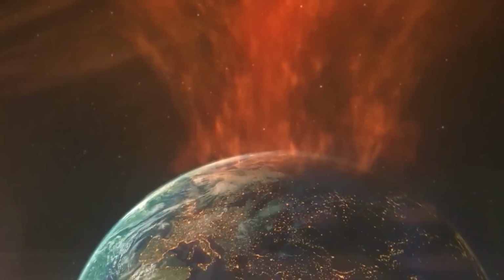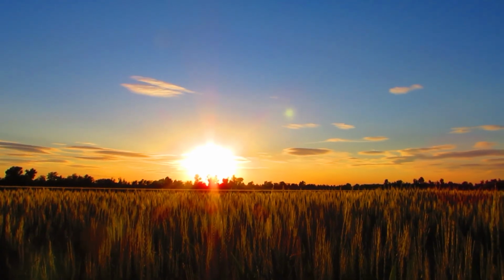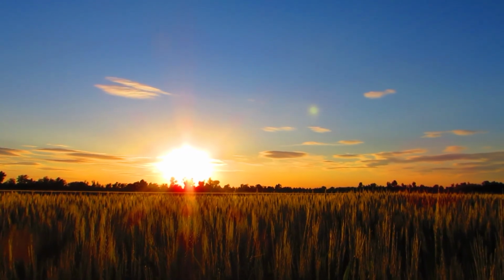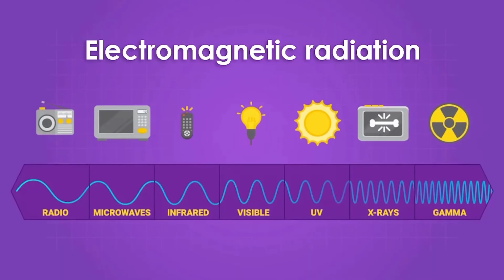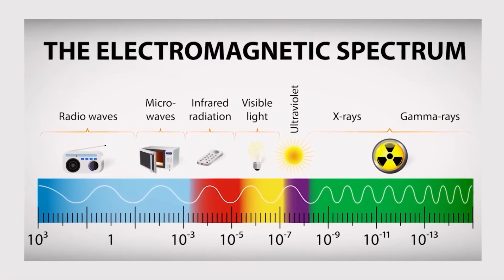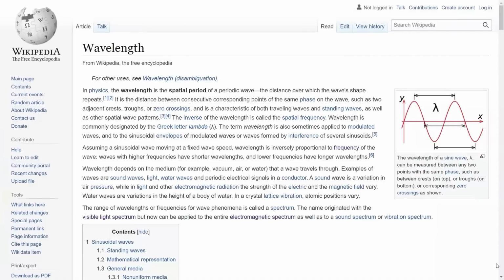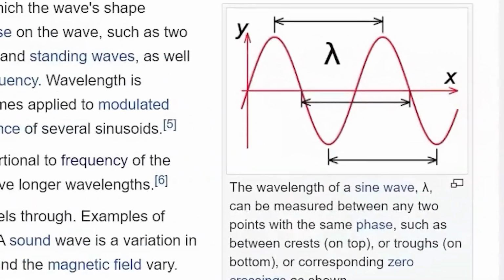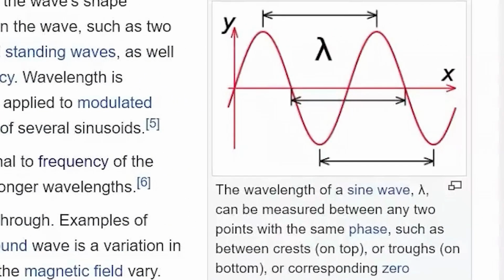A tiny fraction of that energy reaches Earth as solar radiation. Solar radiation is part of electromagnetic radiation, basically a collection of waves in the electromagnetic field. Each type of wave has a specific wavelength. Wavelength is the spatial period of a wave, the distance over which the wave pattern repeats.